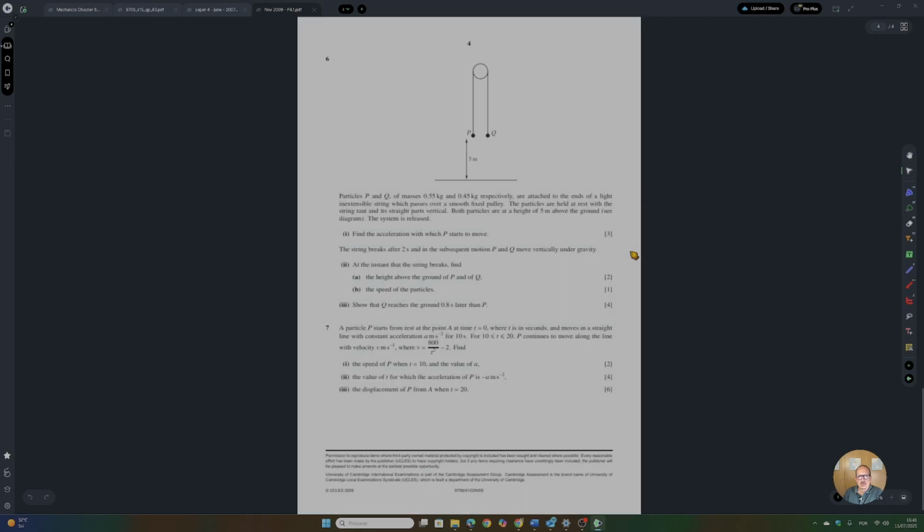November 2009, paper 41. The question is the last one, question 7, a total of 12 points as well.